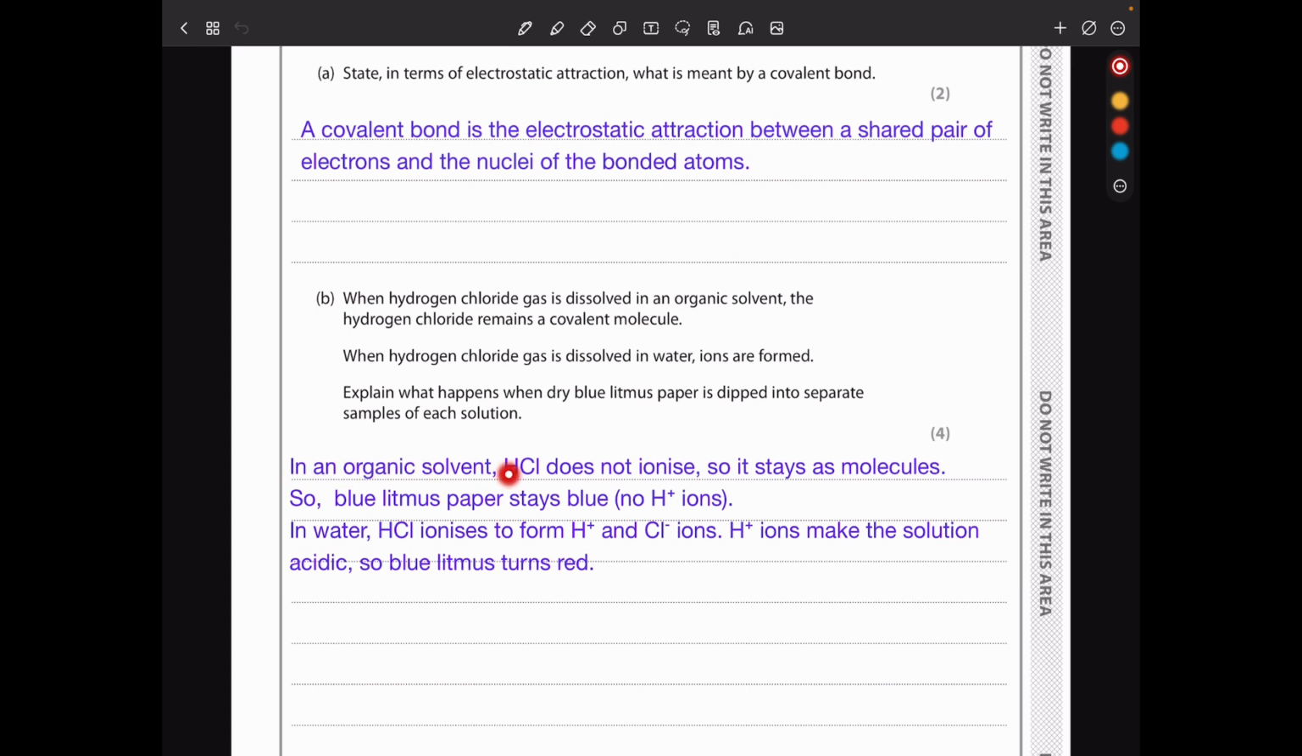So I said in an organic solvent, HCl does not ionize, so it stays as molecules, and so the blue litmus paper stays blue. In water, HCl ionizes, the H+ and Cl- are released, H+ ions make the solution acidic, so the blue litmus turns red.